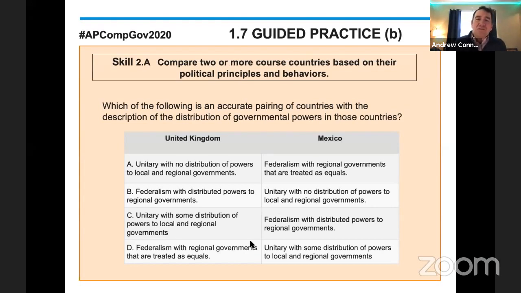So let's get into some more country-specific examples, contrasting how powers are distributed in our case countries. We have the United Kingdom on the left and Mexico on the right. Which of the following is an accurate pairing of countries with a description of the distribution of governmental powers in those countries? So I'll let you read through those.